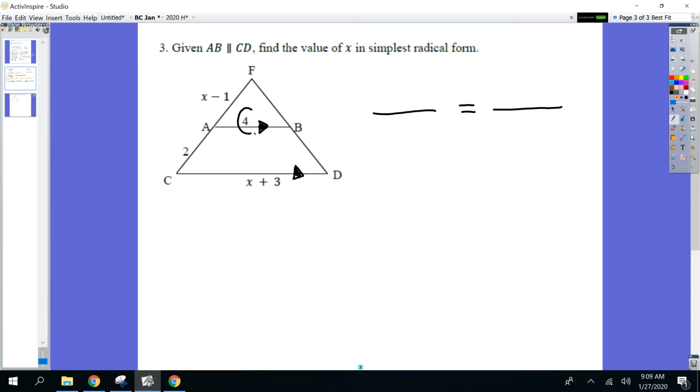Now, if I take 4, move it here, x plus 3, move it here, yes, that's side splitter. But you cannot split the parallel sides proportionally. All good? So I can't use it here. So I got to match them up correspondingly. I'll take the easy way out. 4 matches up with x plus 3. Done.